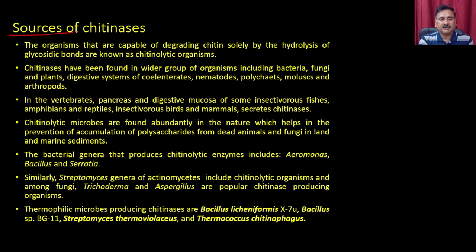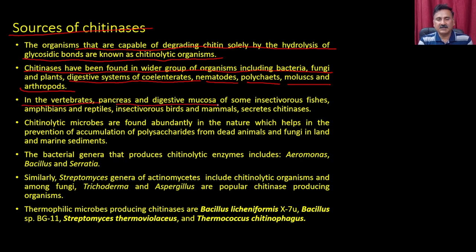Sources of the chitinases. The organisms that are capable of degrading chitin solely by the hydrolysis of glycosidic bonds are known as the chitinolytic organisms. Chitinases have been found in a wide group of organisms including bacteria, fungi, plants, the digestive system of cnidarians, nematodes, polychaetes, molluscs, and arthropods. In the vertebrates, the pancreas and digestive mucosa of some insectivorous fishes, amphibians, reptiles, insectivorous birds and animals secrete the chitinases. Chitinolytic microbes are found abundantly in nature, which helps in the prevention of accumulation of polysaccharides from dead animals and fungi into the land and marine sediments.